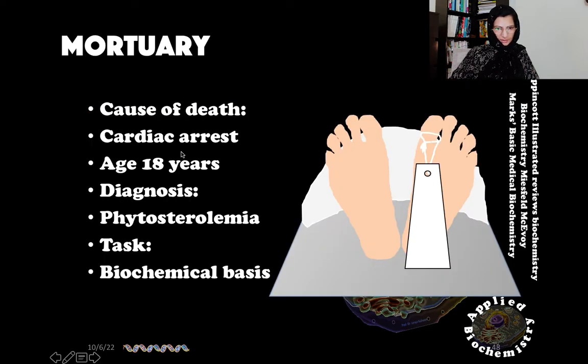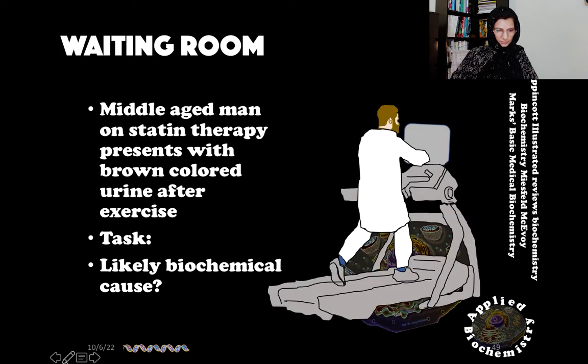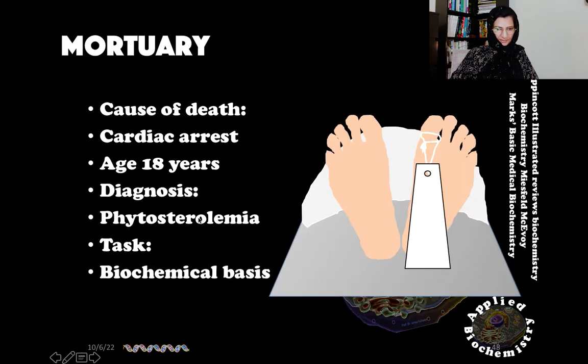Okay. Now there is this dead body. Cause of death is cardiac arrest, very young age for cardiac arrest, and diagnosis is phytosterolemia, and the biochemical basis is obviously that there was buildup of the phytosterols inside the enterocytes along with the cholesterol, and the spilling of the phytosterols and cholesterol into the blood, leading to the cardiac problems.